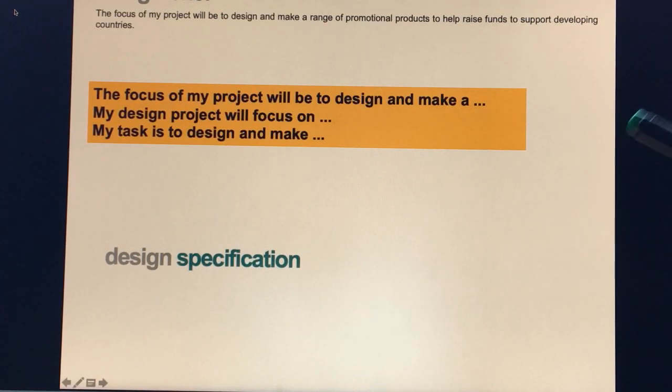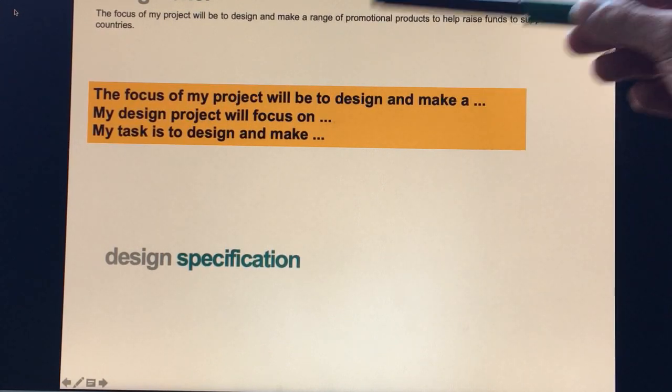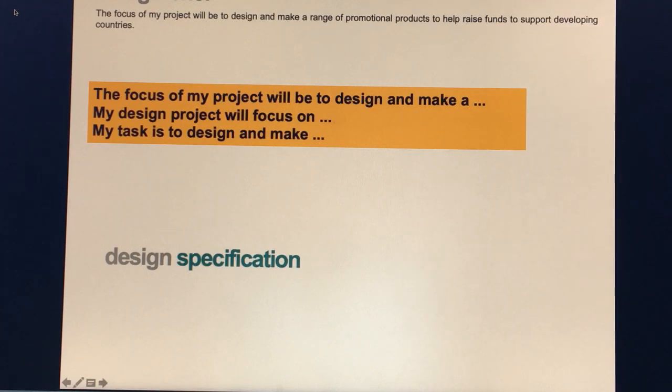It was a good one from a couple of years ago. "The focus of my project will be to design and make a range of promotional products to help raise funds to support developing countries." You could use these sentence starters if you want to: the focus of my project will be to design and make, my design project will focus on, or my task is to design and make.